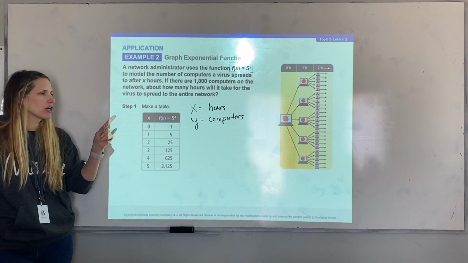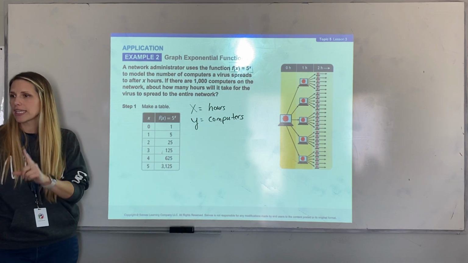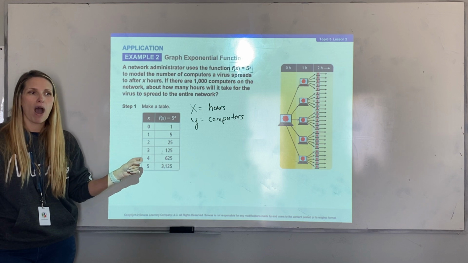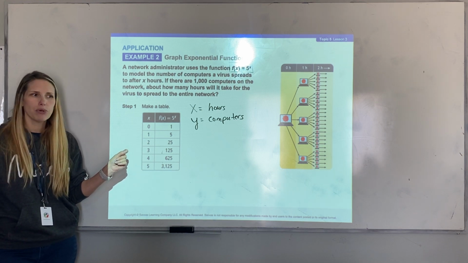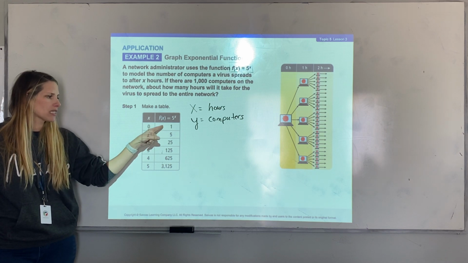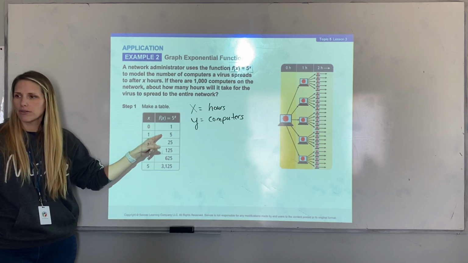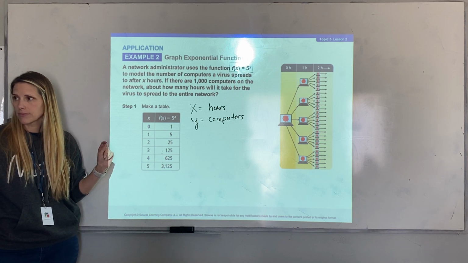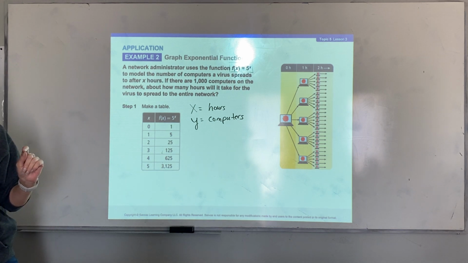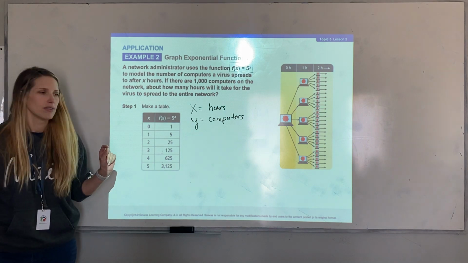So if we're looking for the computers, we are looking at our y values, which is also known as the output values, which is listed right here in our table, which they gave us. If the x is called domain, what's the y? Range.